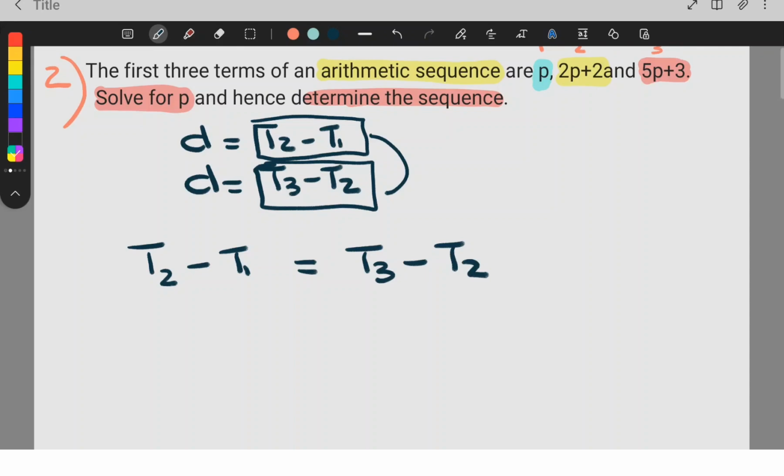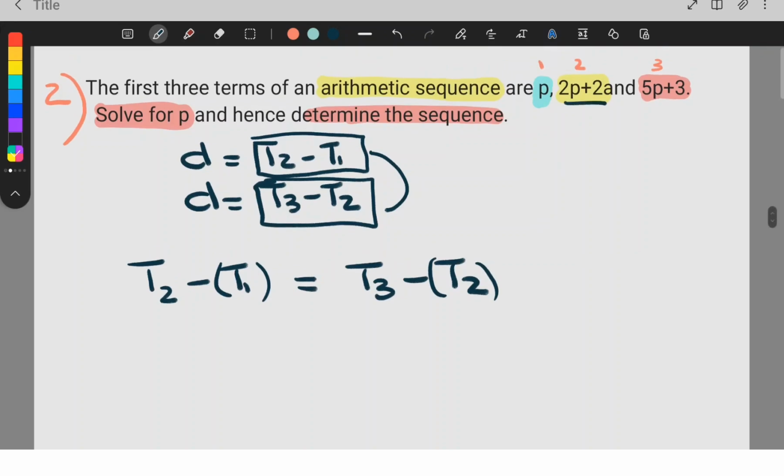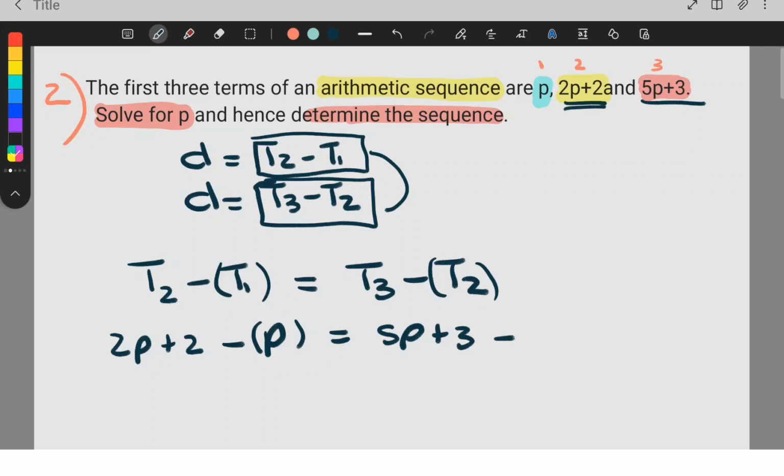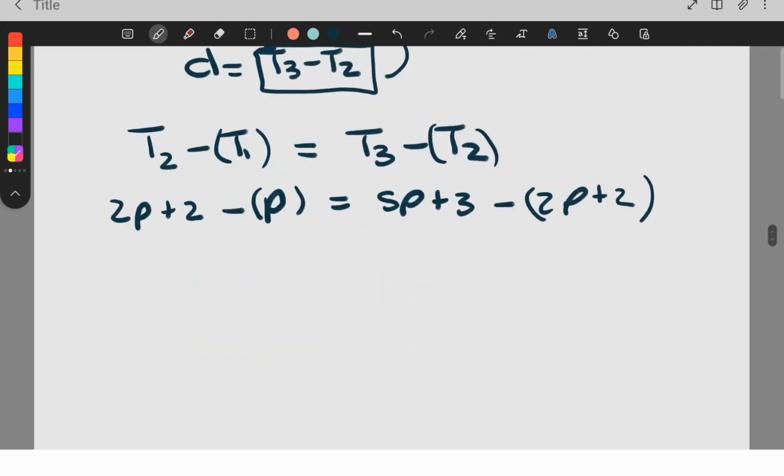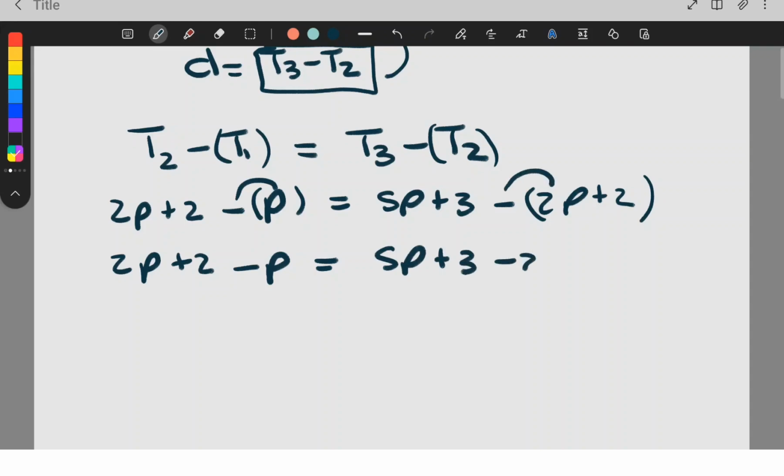And then I'm going to substitute. But remember, I told you, put this in brackets and put that in brackets so we don't make mistakes. So T2, if you look here, there's T2. T2 is 2p plus 2, minus T1, which is p. So I'm going to put that in brackets. Term 3 is 5p plus 3 minus term 2 is 2p plus 2, and I'm going to put that in brackets. Now I'm just going to do the algebra and solve for p. So this is 2p plus 2. This is minus p. And this is 5p plus 3 minus 2p. And this is minus 2.